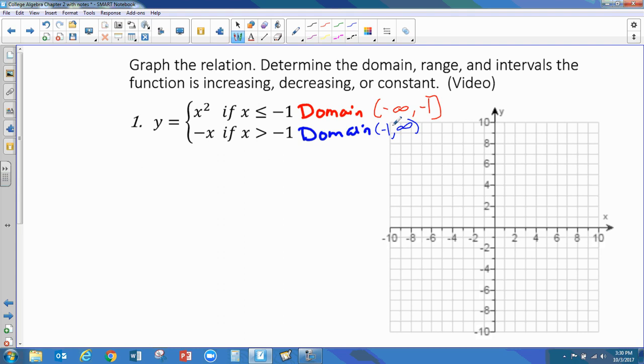And now I want to find a few points that it's true in the first one and a few points that it's true in the second one. So I'm going to pick values that are between -1 and negative infinity. So here's my x and my y. So I'm going to need some negative values. So maybe like -3, -2, -1.